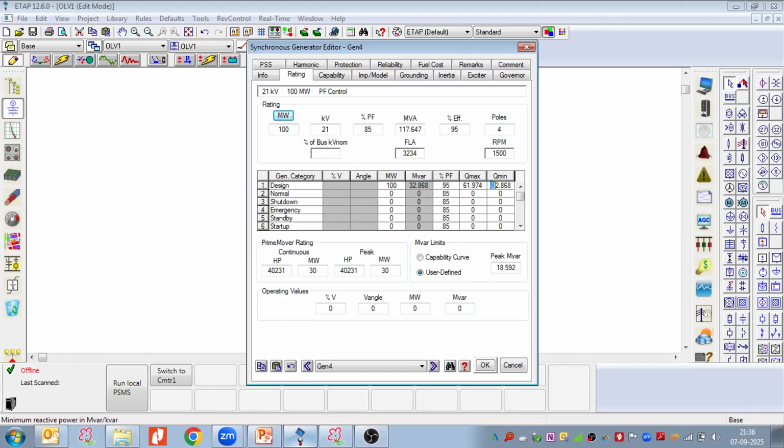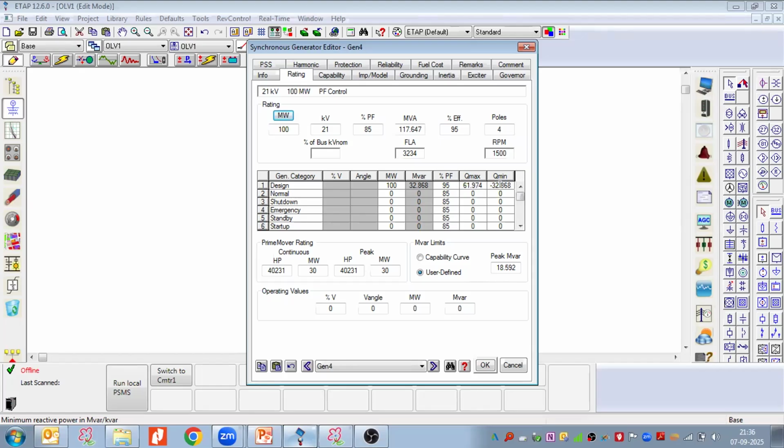32.868. Why is it negative? Why am I putting a negative sign with Q minimum? Because this much reactive power is not generated, it is absorbed. This is called leading power factor. The generator is receiving the reactive power. Sir, this reactive power is being absorbed by the generator. So when we observe, absorbing means negative.